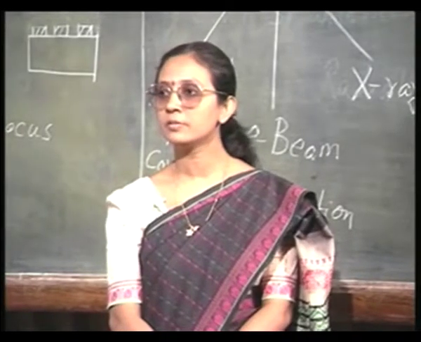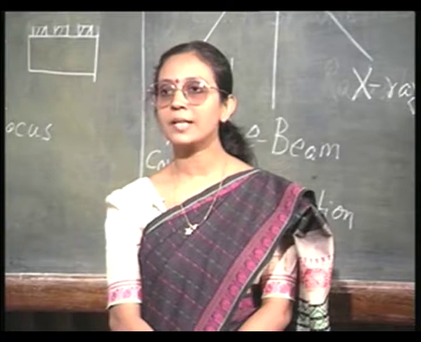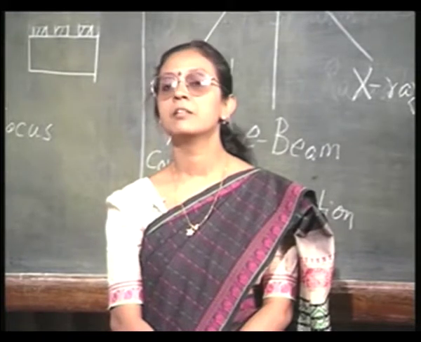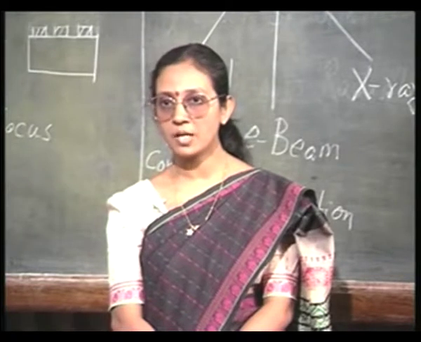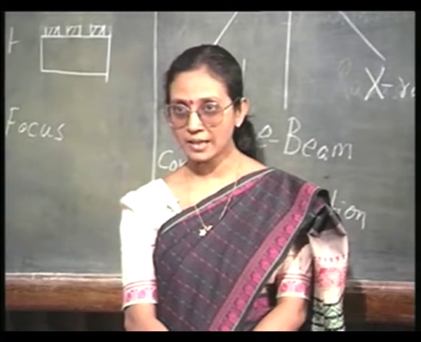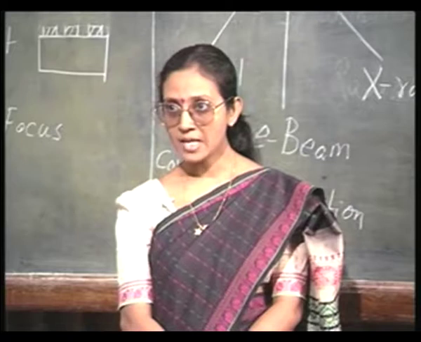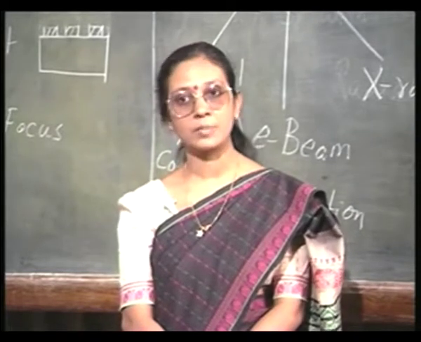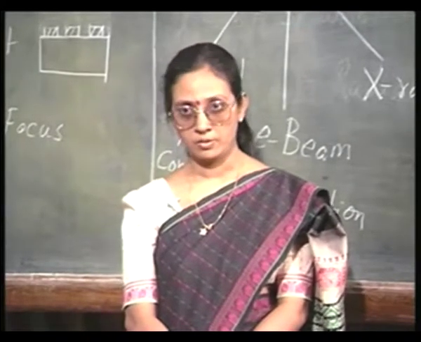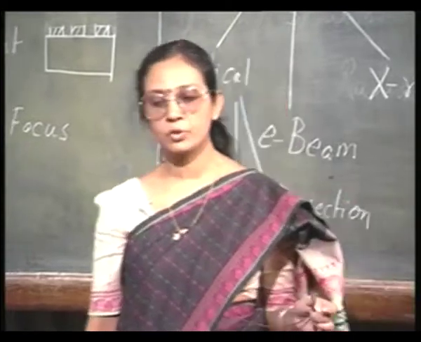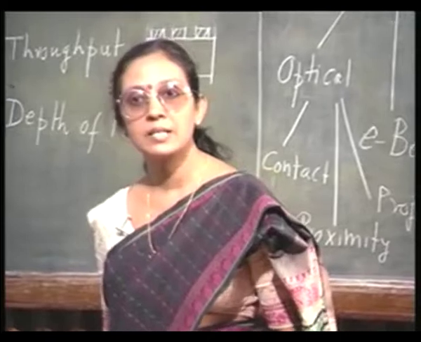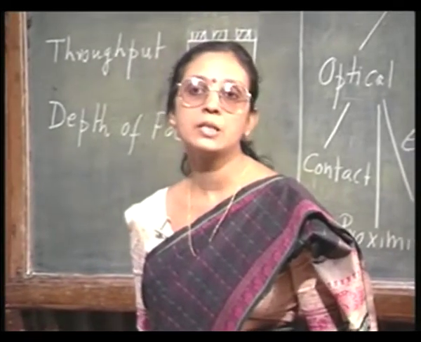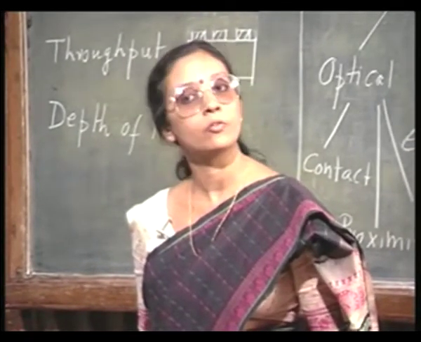So, what will happen? What is the penalty? Resolution. The feature size on the mask will not be exactly the same as the feature size on the semiconductor. Okay. So, in negative photoresist, the resolution will be relatively poor and it will be limited by the swelling of this photoresist.